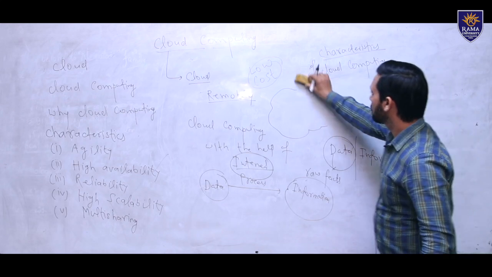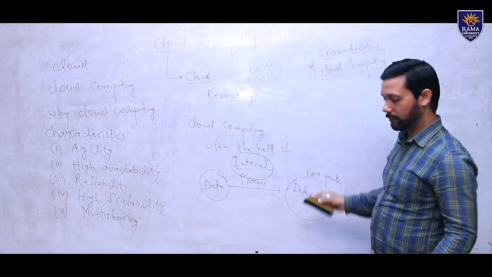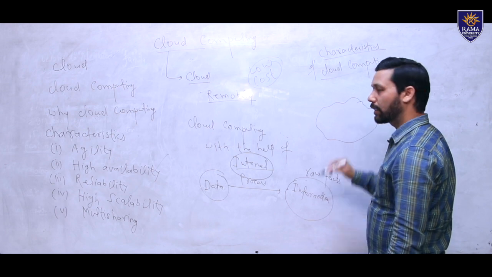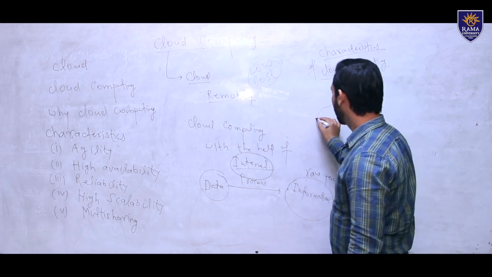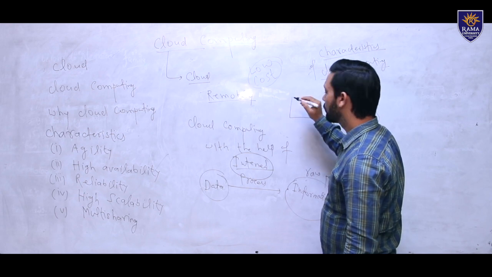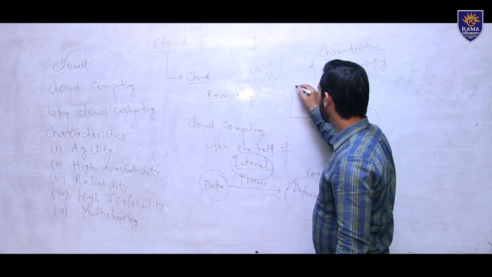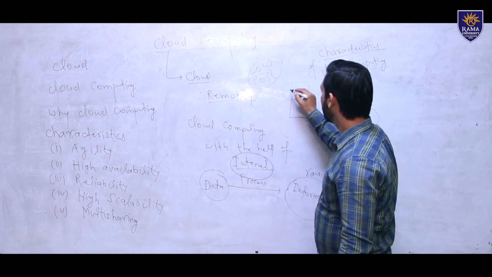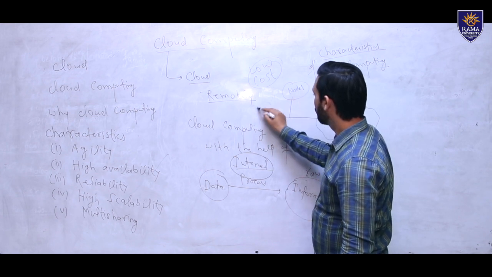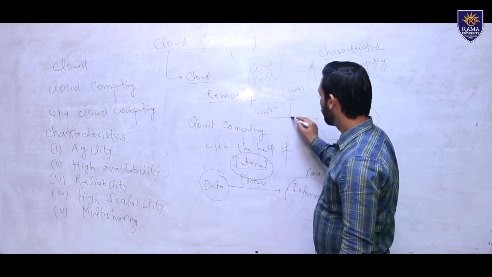Suppose I am explaining it with a network side. There is a cloud server and we connect it with different types of clients. Client means nodes, users, like node 1, node 2, node 3.